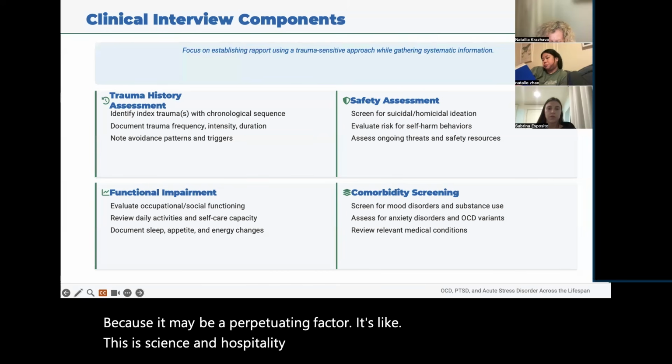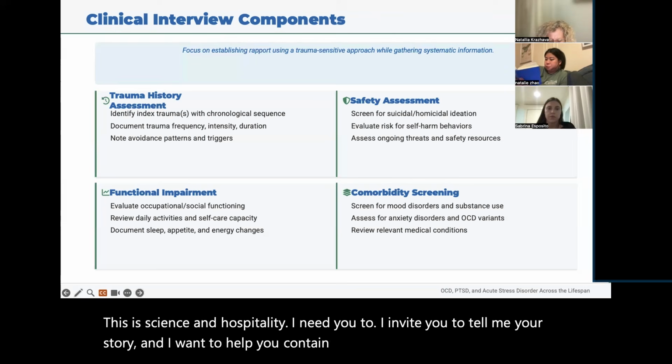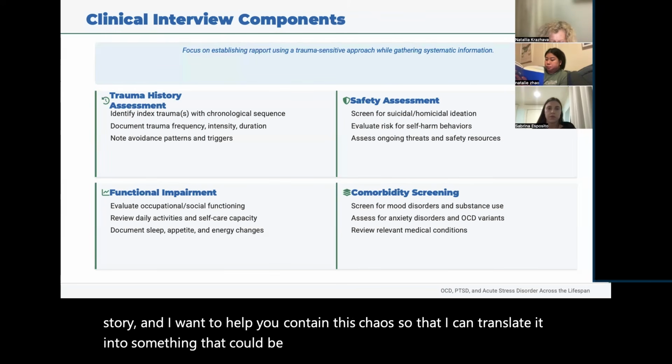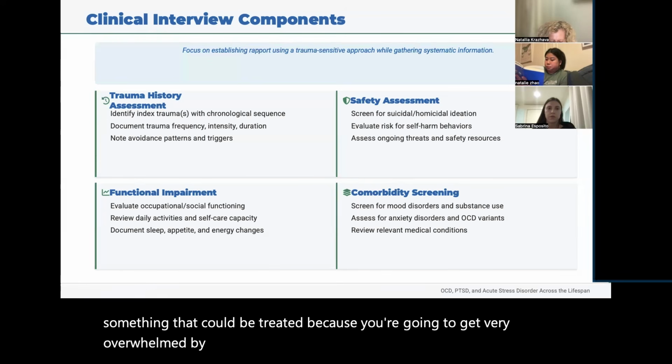I invite you to tell me your story, and I want to help you contain this chaos so that I can translate it into something that can be treated, because you're going to get very overwhelmed by the stories you hear.